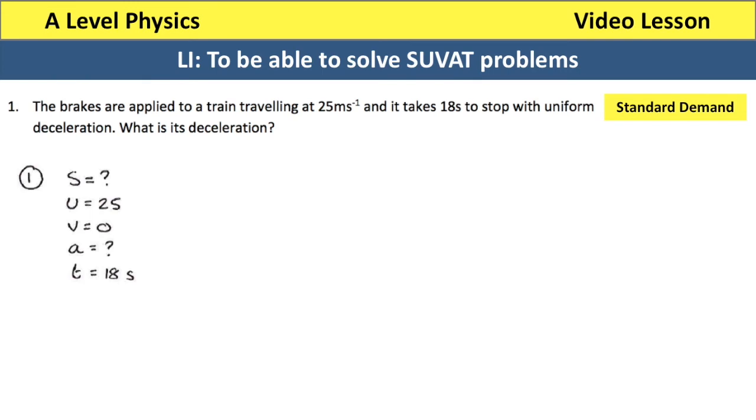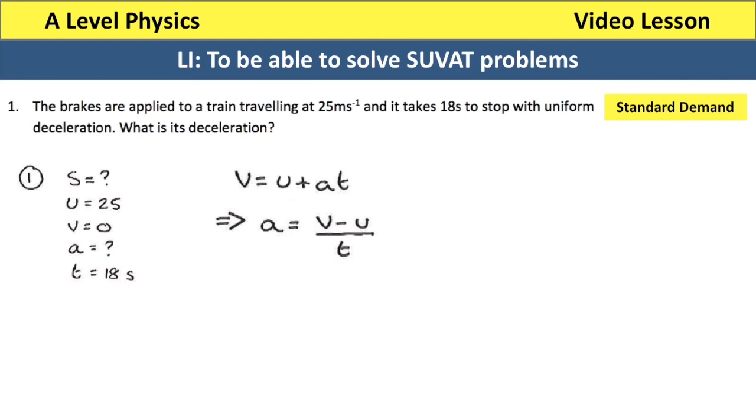The value of U is 25 and the value of V is 0. That's because it's coming to a complete standstill, which is why the final speed is 0. And the value of the time is 18. Now I want to work out A. Now I would expect to get a negative value for the acceleration because it is a deceleration.